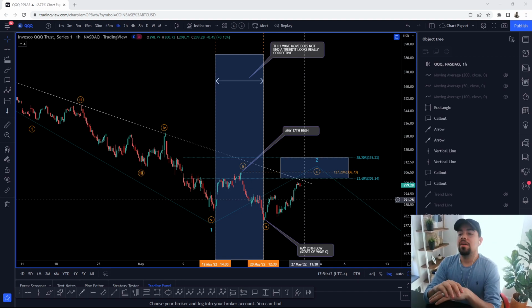So anyway, the rally from May 12th to the 17th is in three waves. The rally from the 17th to the 20th is in another three waves. That's not a trend-making situation here. So for that reason, I'm looking for more upside here between 315 to 303 in the triple Qs before we are met with more downside to go.